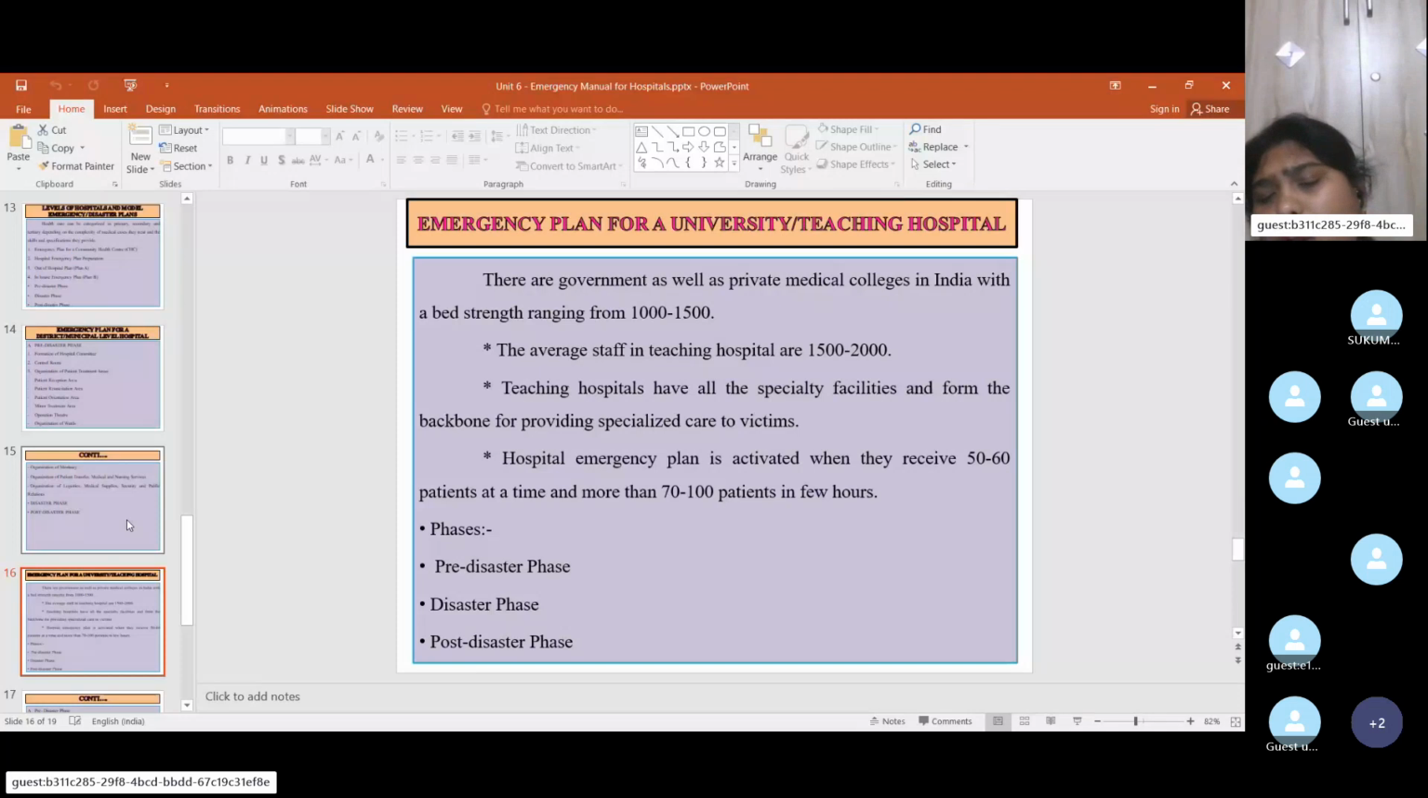And a small assignment kind of thing: if you open your textbooks and see later, there is a flow chart given, wherein there is a hierarchy of approaching people whenever there is a disaster. In that they have mentioned who activates the plan, who makes the plan, who supports the staff, how the codes are activated, and how the disaster situation is controlled by taking initiation. So this was all about your sixth unit, that is emergency manual for hospitals.